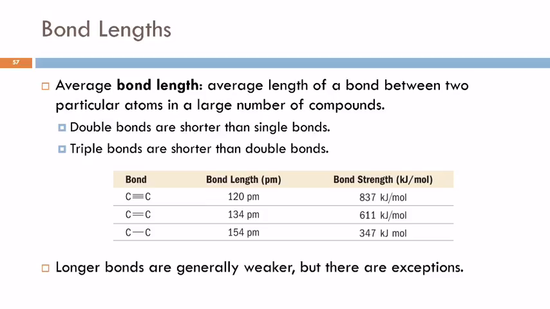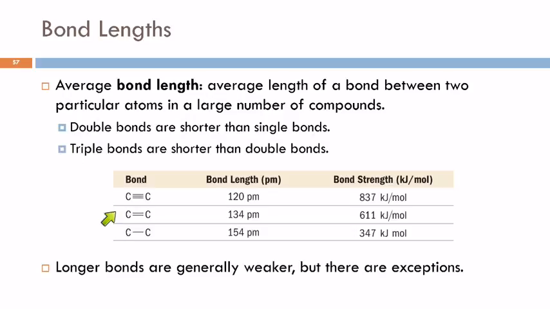Yeah. So that's bond energy, and then we have to talk about bond length. Just like with the energy, the length we usually talk about an average. The average bond length is the average length of a bond between two particular atoms in a large number of compounds, because it's going to vary a little bit. But we do observe that double bonds are shorter than single bonds, and triple bonds are shorter than double bonds.